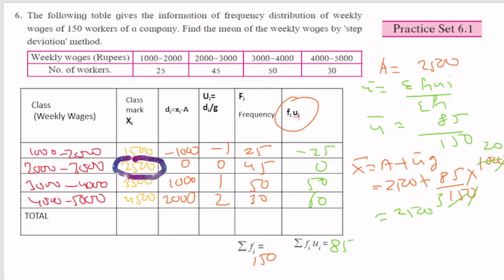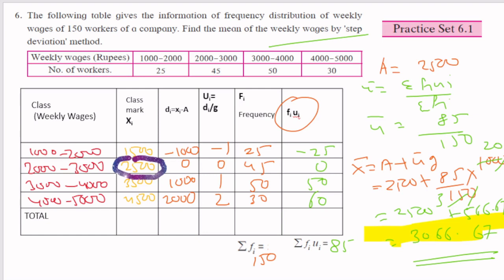So 2500 plus 566.67, because it's repeating, then if you add 2500, you'll get 3066.67 rounded. So this is your weekly wages mean. This is where we found the answer. Isn't it easy? So the step deviation method is even easier.